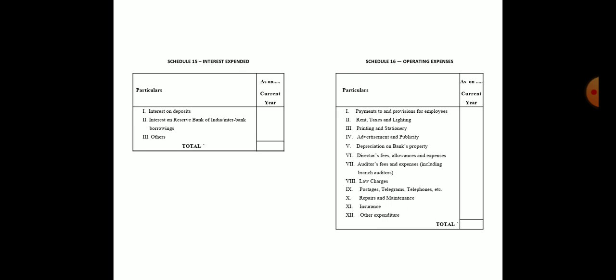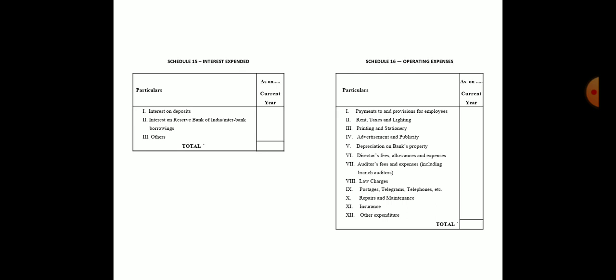As we know, there are some banks which invested money into Yes Bank during the scam of Yes Bank. For the survival or revival of that bank, other banks had to put in some money. So we will add here interest on RBI or interbank borrowings and others. If we add all three, that is called interest expended.